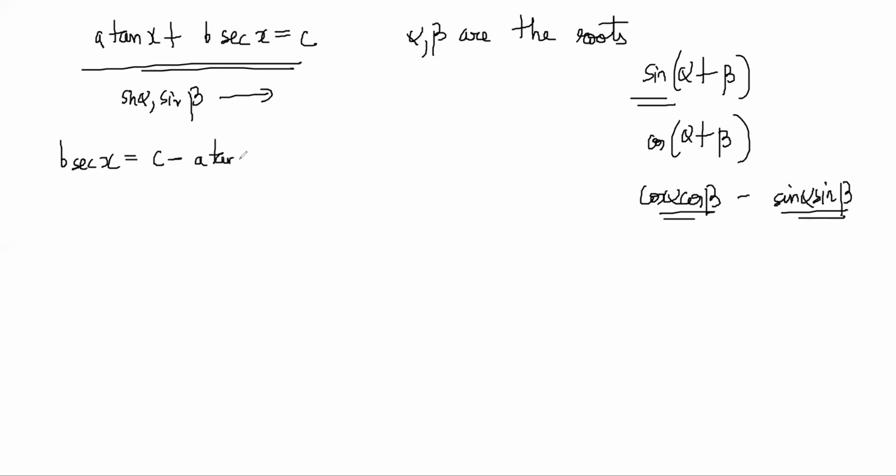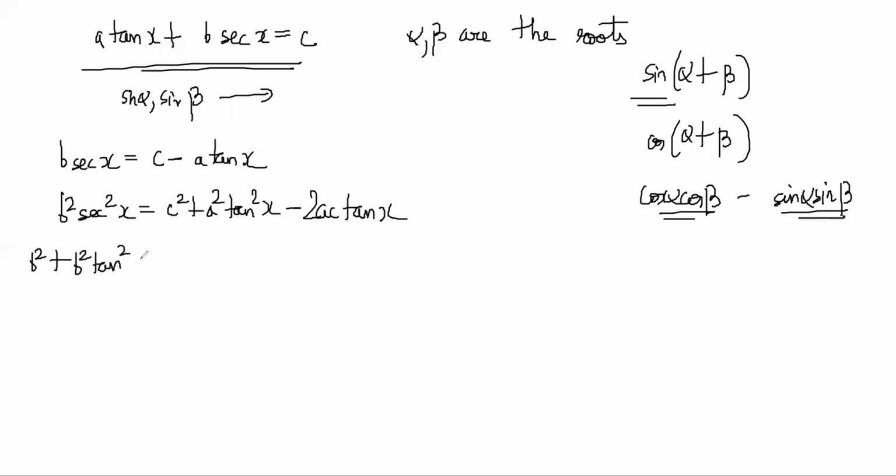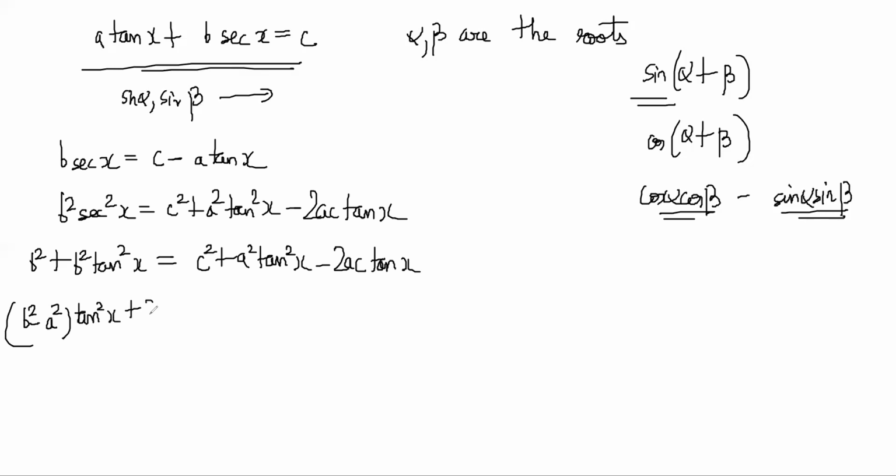So wait, two roots. So b square sec square x is equal to c square plus a square tan square x minus 2ac tan x, right? So this is b square plus b square tan square x is equal to c square plus a square tan square x minus 2ac tan x, right? So we get the equation (b square minus a square) tan square x plus 2ac tan x plus (b square minus c square) is equal to 0, right? This equation has roots tan alpha and tan beta, right?